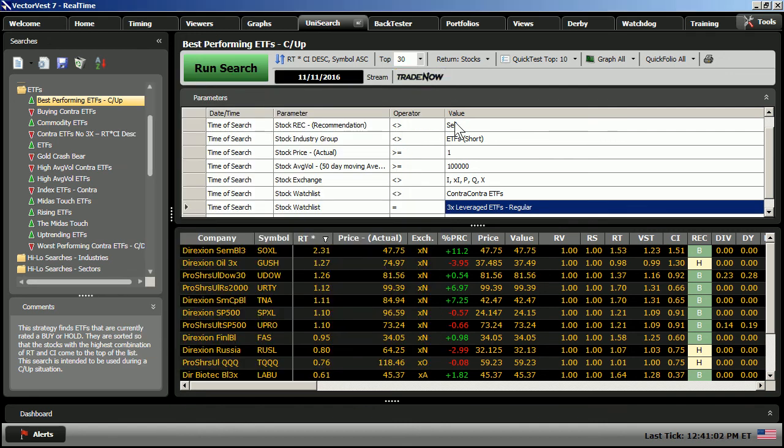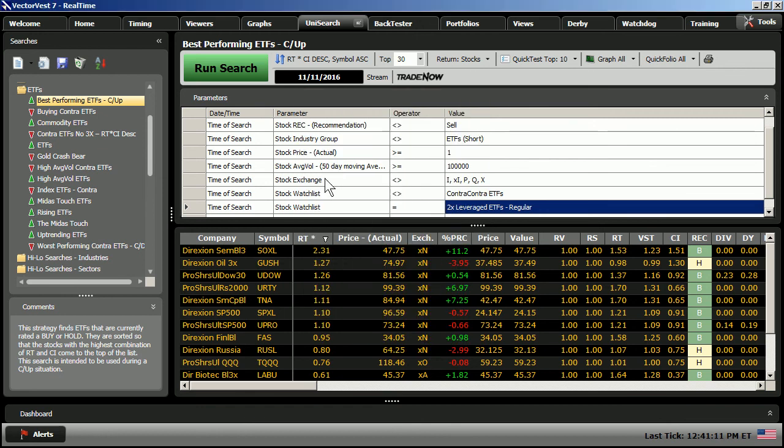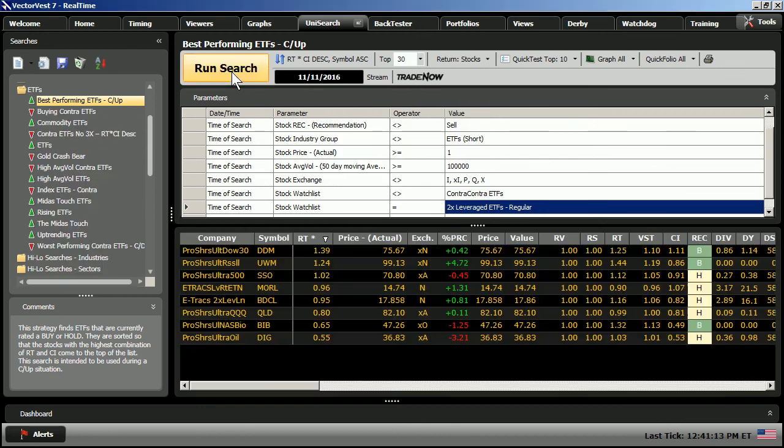Well, let's change it again. Instead of looking at the 3-time leverage, let's take those off. Let's look at the 2-time leverage regular. Click on OK. Let's run the search. Same search. All I did was change the watch list. 1, 2, 3, 4, 5, 6, 7. It's only 8 stocks that were found on that date that met all of this criteria. Remember, on the watch list, many of those stocks or ETFs were sell recommendations. We've taken those out. Let's do a quick test of the top 10.